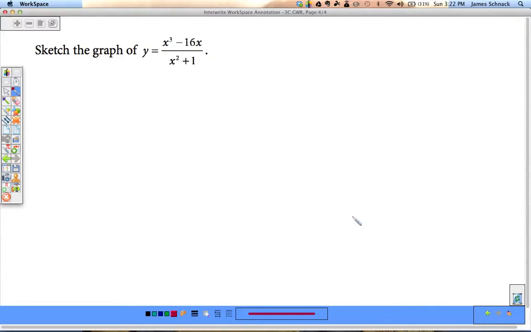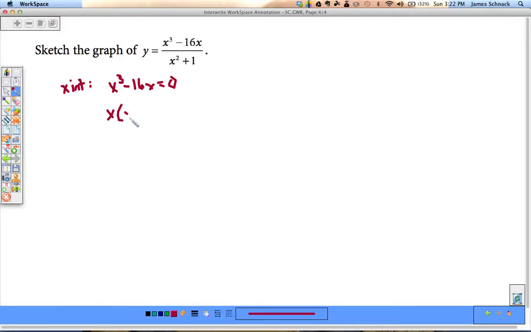So here we have a rational function. It's a fraction. It's got x's on the top, x's on the bottom. Let's think before we start graphing. When does a fraction equal 0? That is, if I'm looking for the x-intercepts, that's when y is 0. So when does y equal 0? Y is 0 when the numerator is equal to 0. So x cubed minus 16x equals 0. That's a fact about fractions. When the numerator is 0, it's equal to 0.